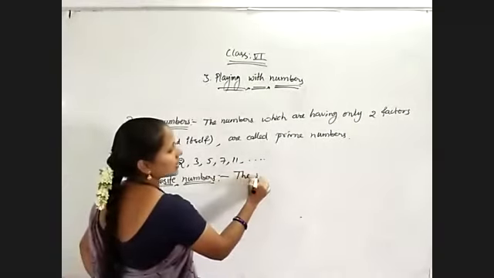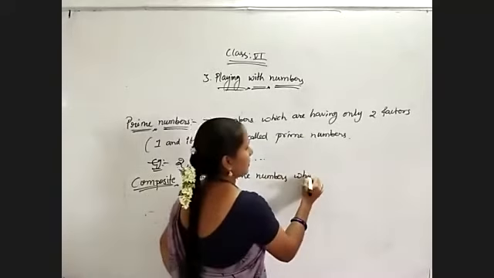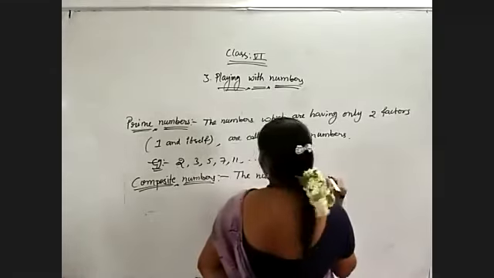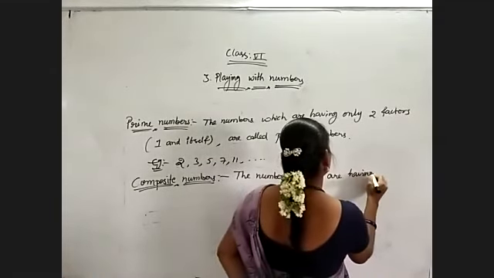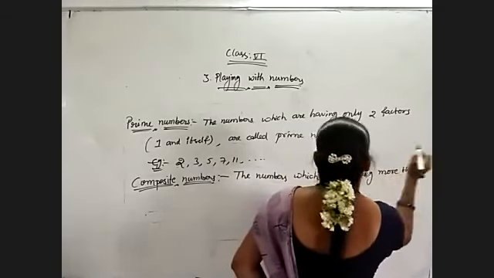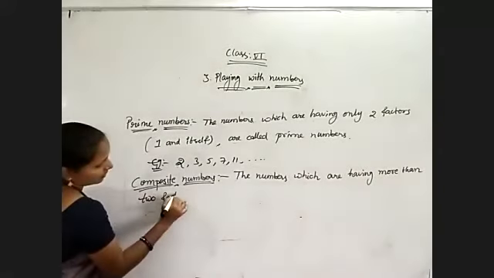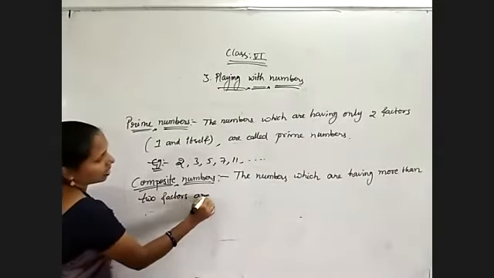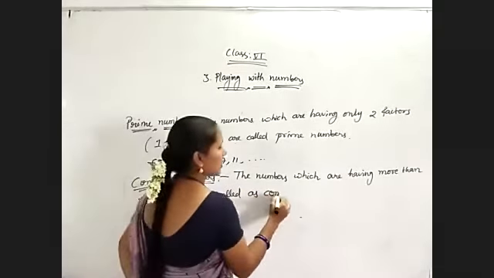The numbers which are having more than 2 factors are called composite numbers.